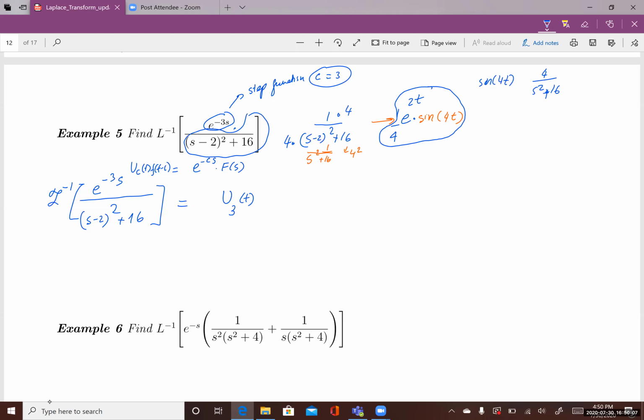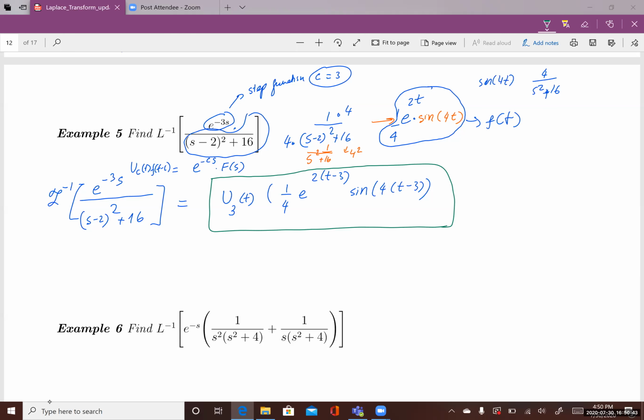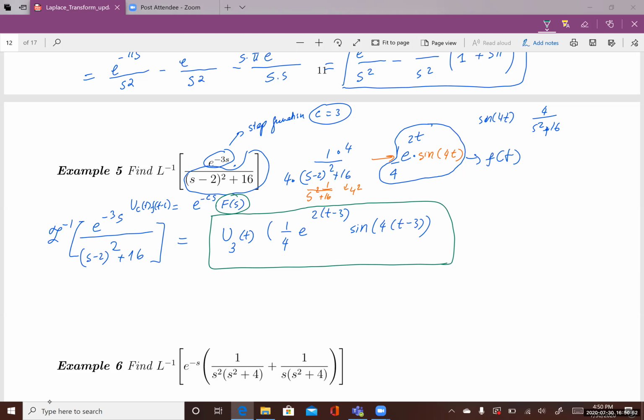Okay, well, let's put everything together. We have u3(t) times f. What is the function? This is the function f of t. And if this is f of t, then f of t minus c should be 1 over 4 e to the 2(t minus 3) sine of 4(t minus 3). So this is the inverse of the Laplace transform in terms of the unit function. And this is how we figure it out. We recognize the pattern and try to find big F of s. Once you found big F of s, then you can find f of t in the correct form, and then you can use this formula here to find these functions right here in terms of this.